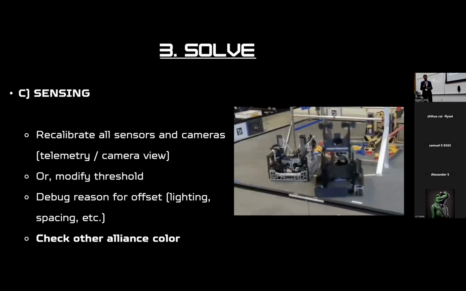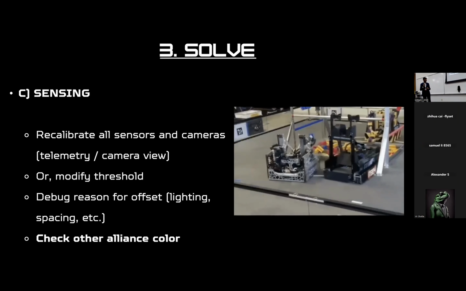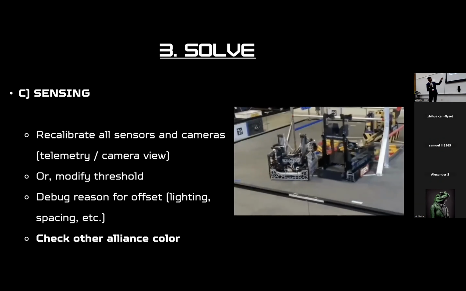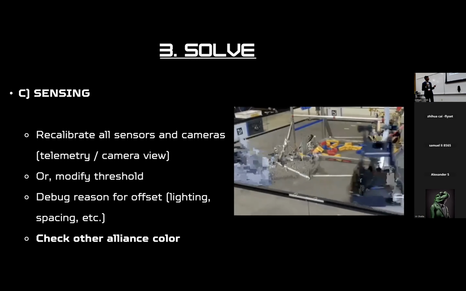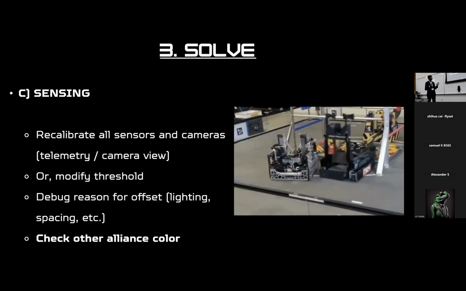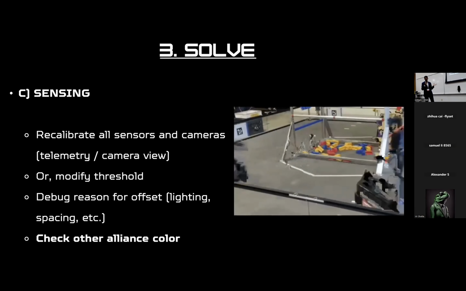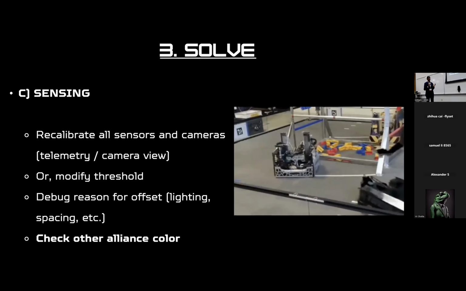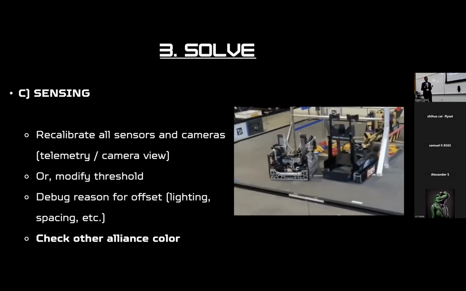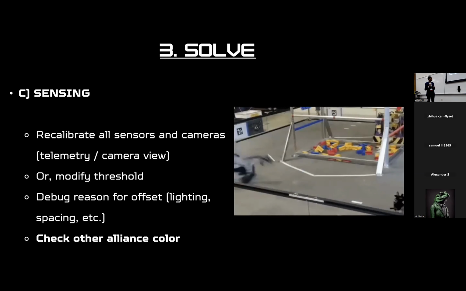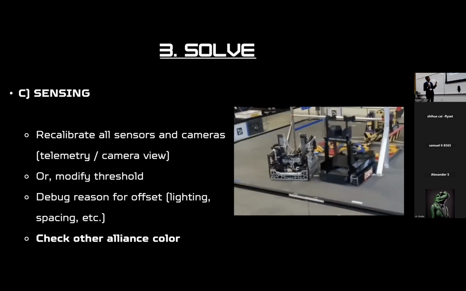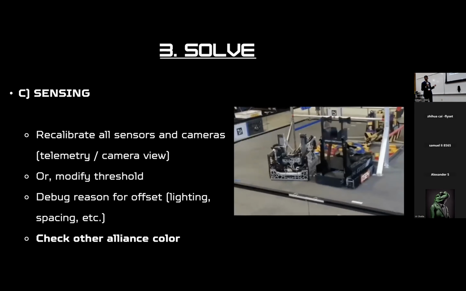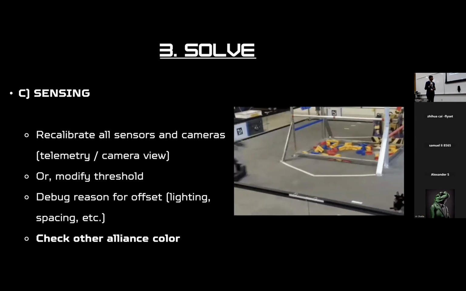Because a lot of sensors and cameras you need to recalibrate to the field for lighting differences, or you need to modify the threshold. So for this specific clip, the amount of blue that we were sensing was too much. So it was not able to actually meet the range of what we consider a sample. So you need to debug why it's happening. If you notice that the lighting is different, then you can really check it. And when you have an issue with sensing, make sure you check for the other alliance, because if you have an issue with blue, you may not have the same issue with red.